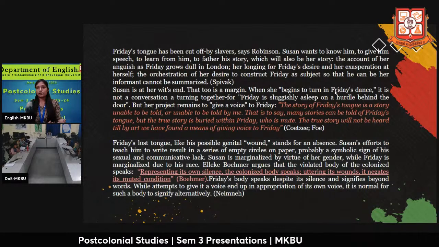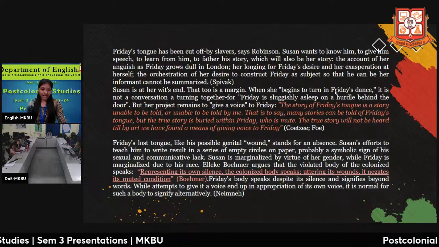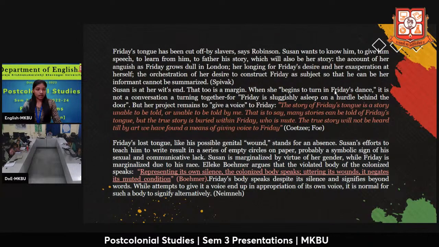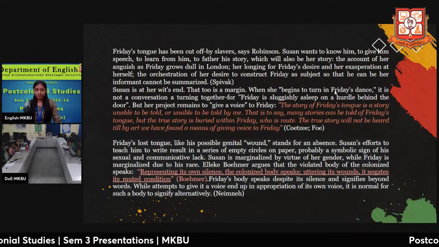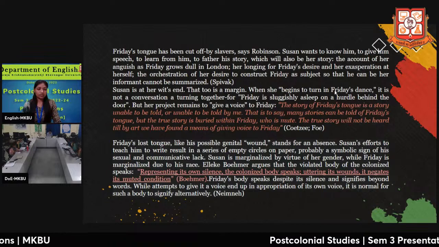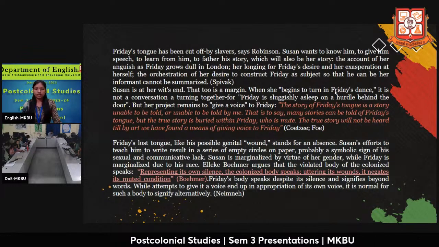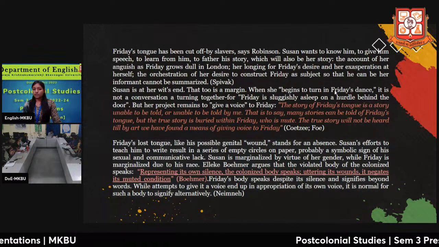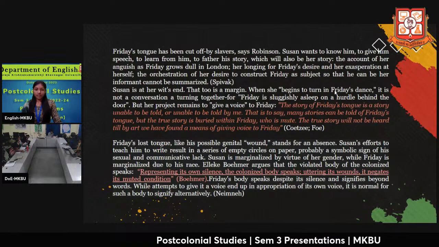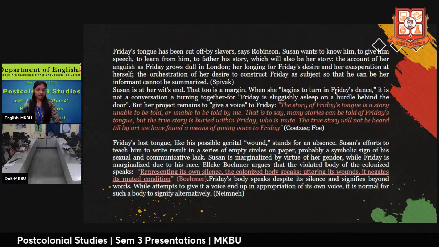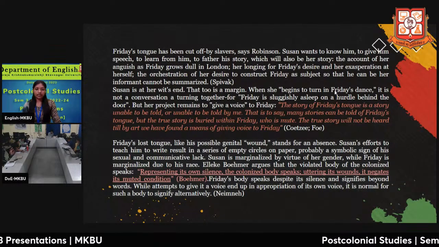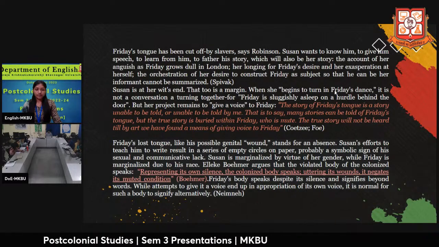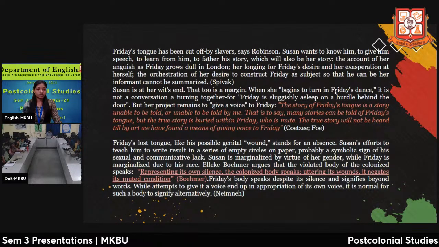Susan is also a margin as a gender, and Friday is also marginalized as voiceless. Through this dialogue, the story of Friday's tongue is a story unable to be told by me. That is to say, many stories can be told of Friday's tongue, but the true story is buried within Friday, who is mute. The true story will not be heard till by art we have found a means of giving voice to Friday. This shows the need to give a voice. Then, we see that Susan is marginalized by virtue of her gender, and Friday is marginalized due to his race. In this context, Homi Bhabha argued that the violated body of the colonized speaks, representing its own silence. The colonized body speaks, uttering its wound, its negation, its muted condition.